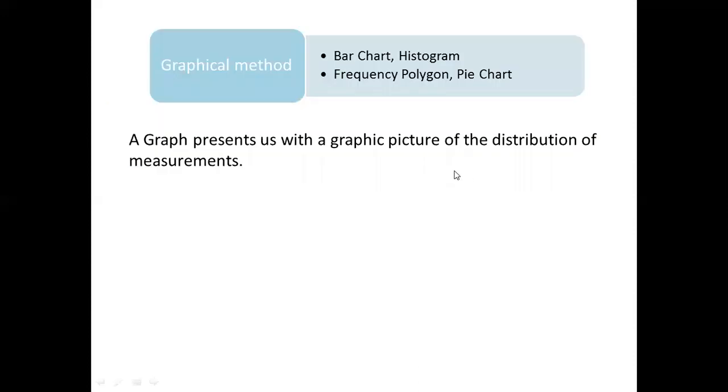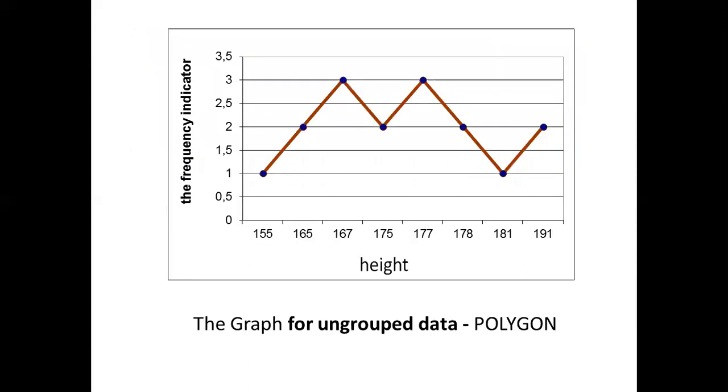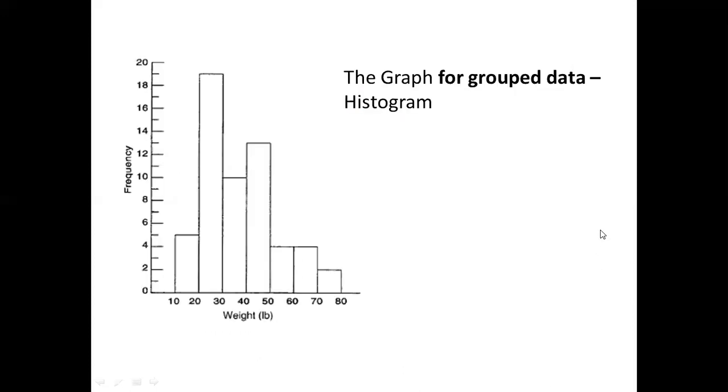Next, the graphical method. A graph presents us with a graphic picture of the distribution of measurements. The graph for ungrouped data is a polygon. And the graph for grouped data is a histogram.